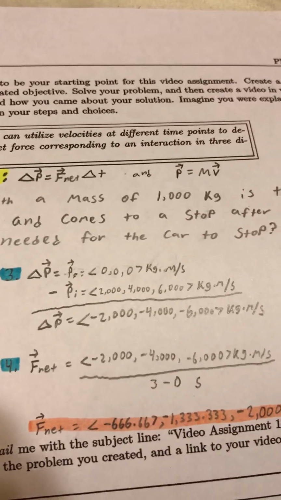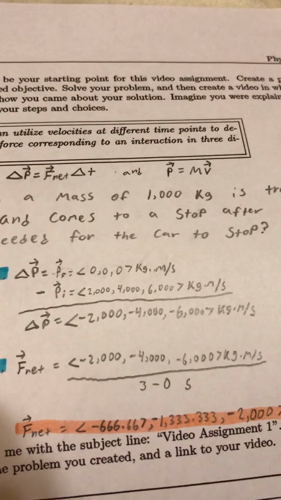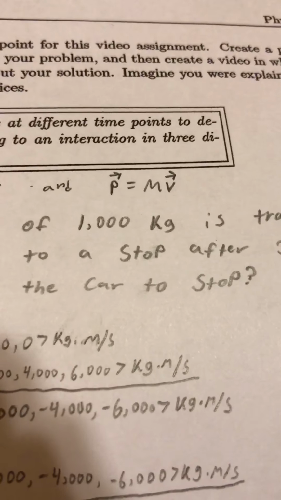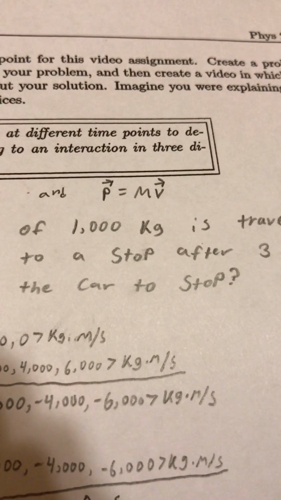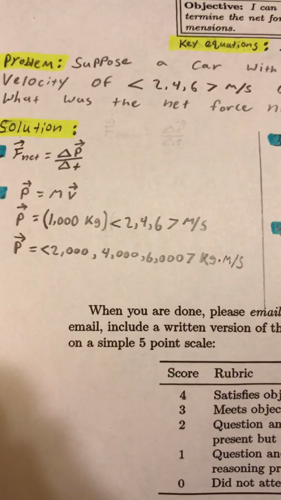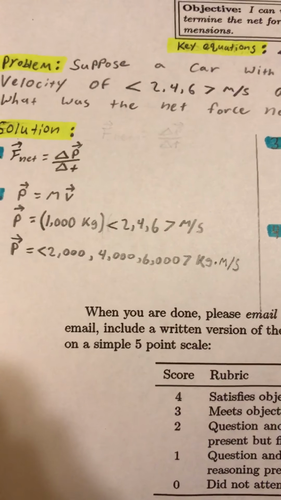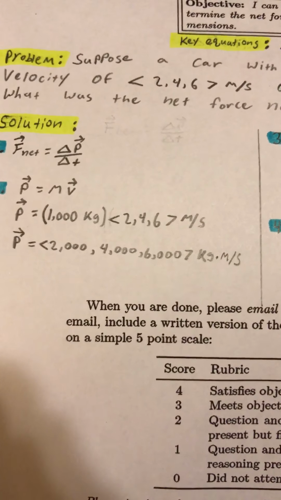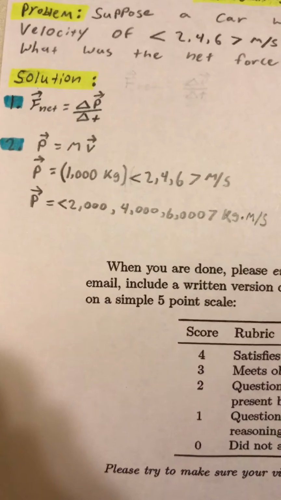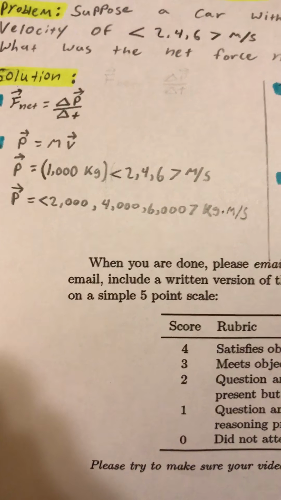So then you have to calculate the momentum vector using momentum equals mass times the velocity vector by plugging in those values. 1,000 kilograms for the mass of the car, and then the velocity vector is 246 meters per second, and then simplified down there.